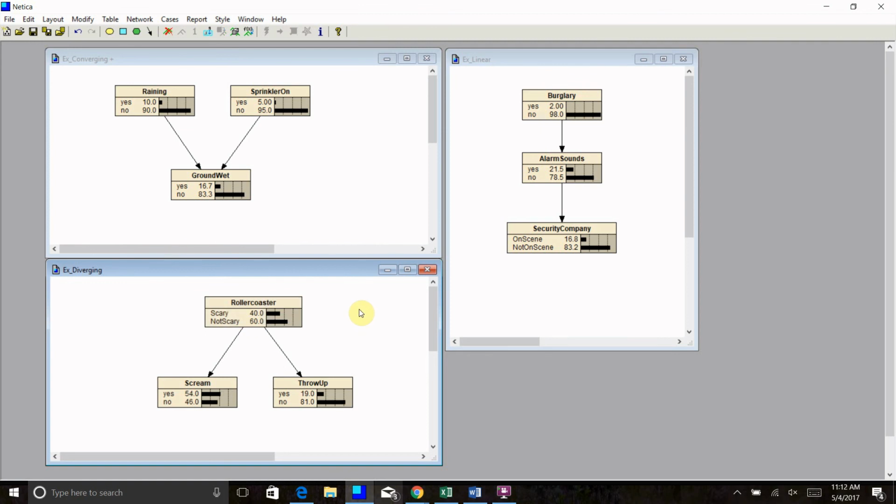So those are the three connection types in action. I hope this was helpful to see how they actually work and how information is moving or not moving throughout your Bayes net.